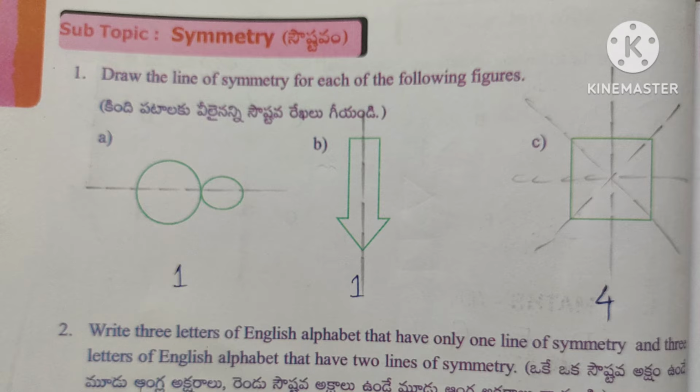From figure A, we can draw one symmetry line like this, and B also has only one symmetry line, and C here is given a square. It has 4 symmetrical lines. We have to draw like this.